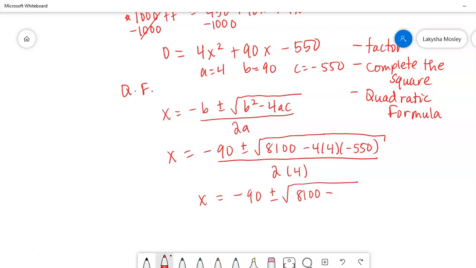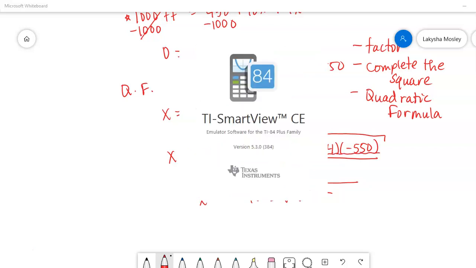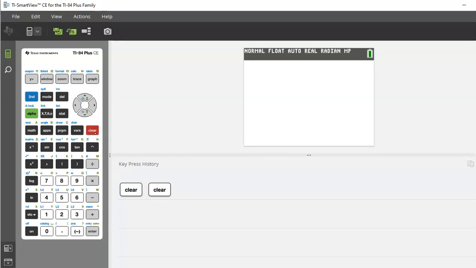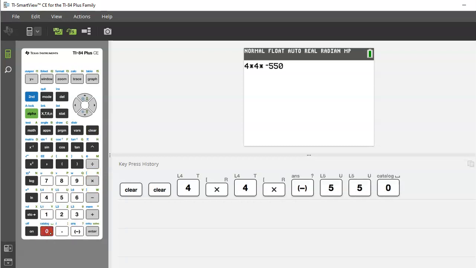And I told you I like to put my b squared. I'm going to open up my calculator real quick. I like to put my b squared, and then I like to do this little part right here, which is the 4 times 4 times negative 550. So I'm going to open up my calculator. Okay, here we go. Let me clear this out. Let's do 4 times 4 times negative 550.